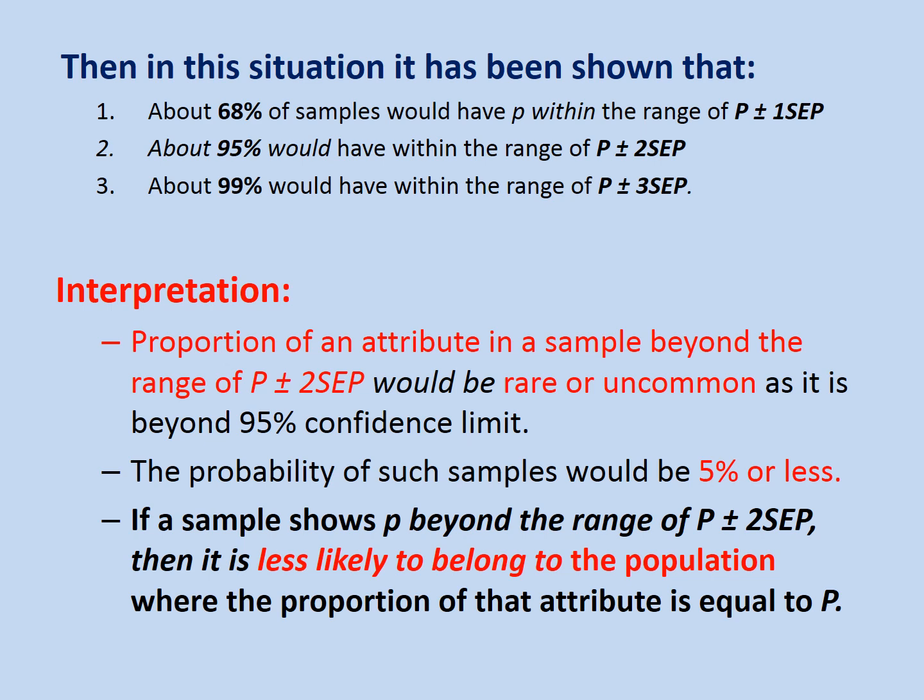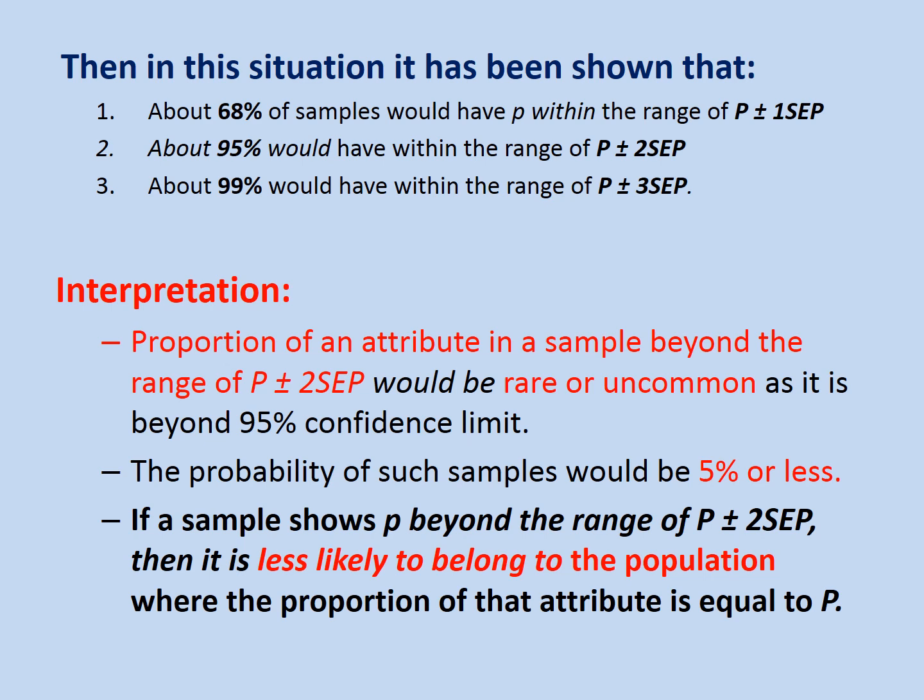Means there is a 5% chance of sampling variation that will lie outside this range, that is P plus or minus 2 standard error of proportion. We will understand this thoroughly with the help of an example, but just listen to this and note it down.